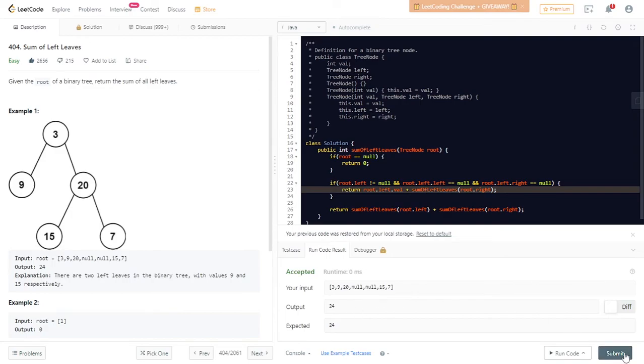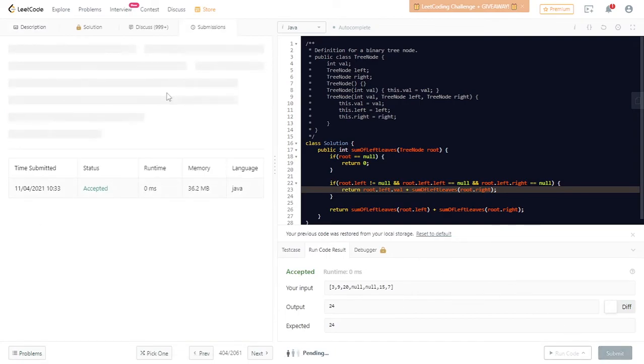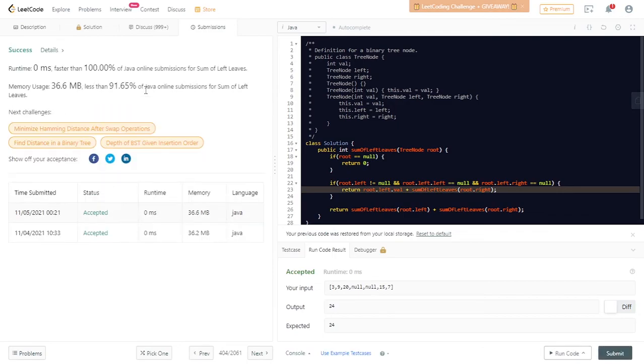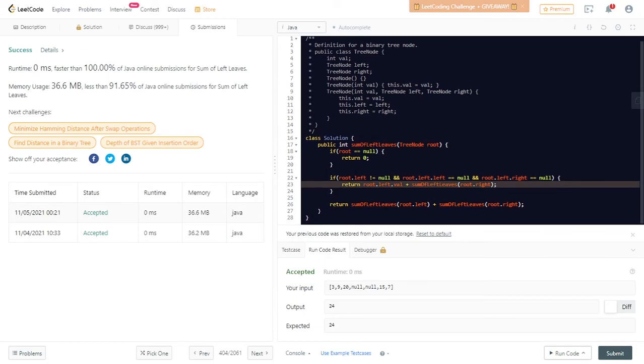Yes, this runs. Let's submit. Yeah, it's submitted and it's 0 ms, 100% faster. So I hope you understood the solution to the problem. If you haven't understood it, I would suggest one thing: just write it on pen and paper and trace the recursion path. If you trace the recursion path, I am sure you will understand the problem. It's a very easy problem.